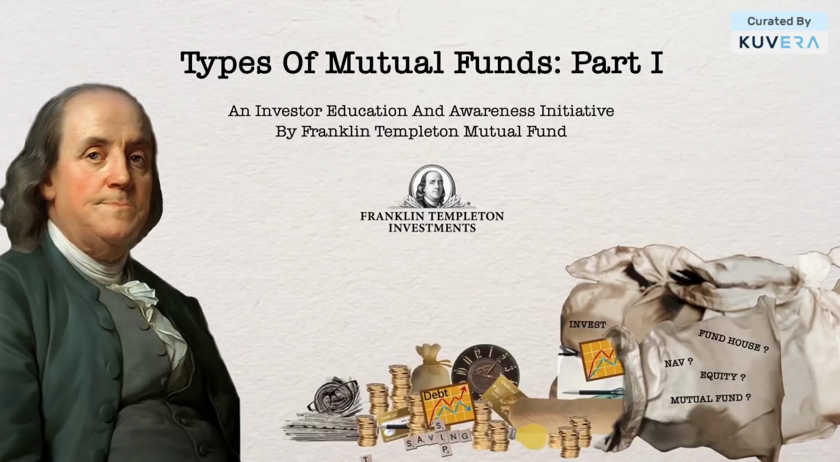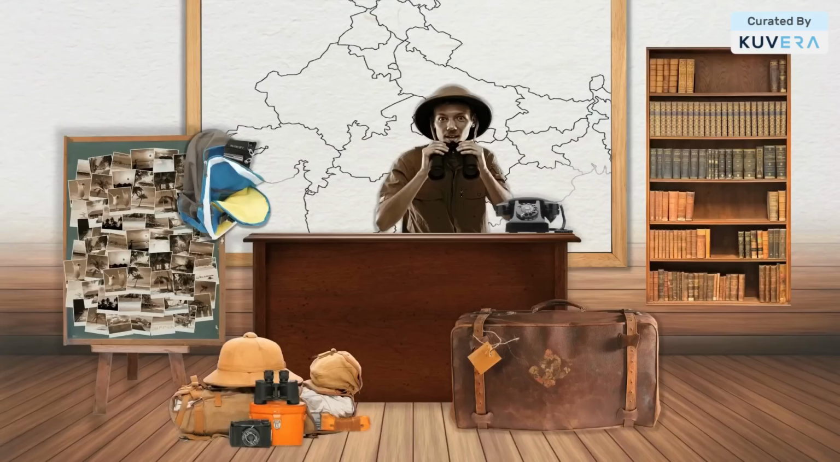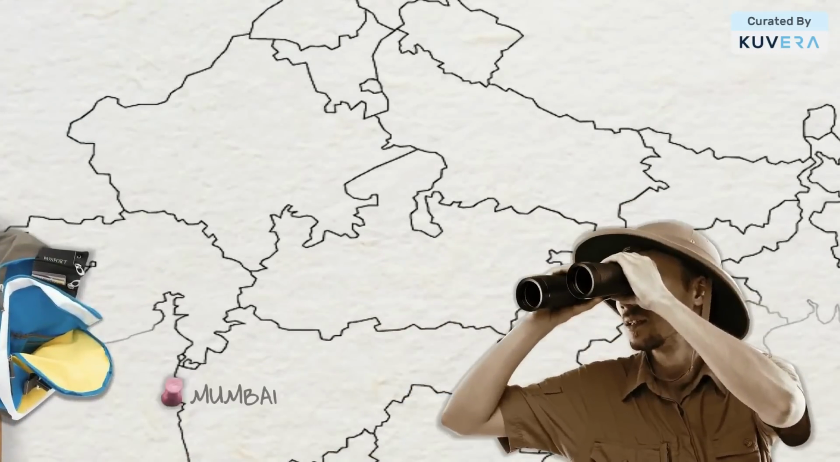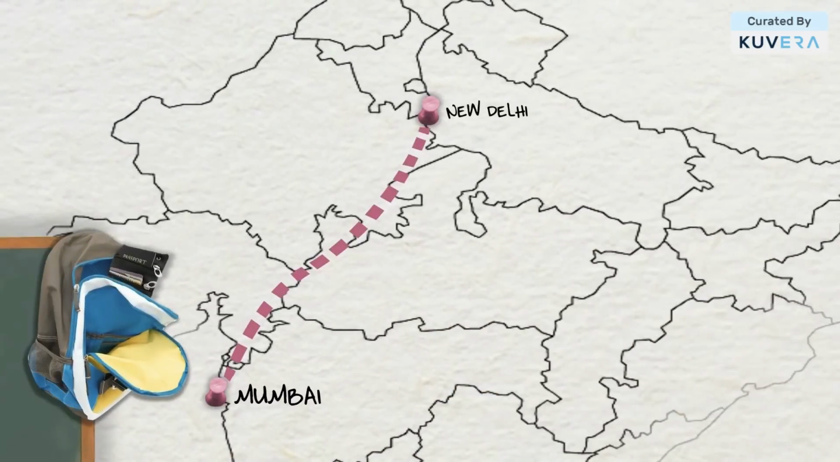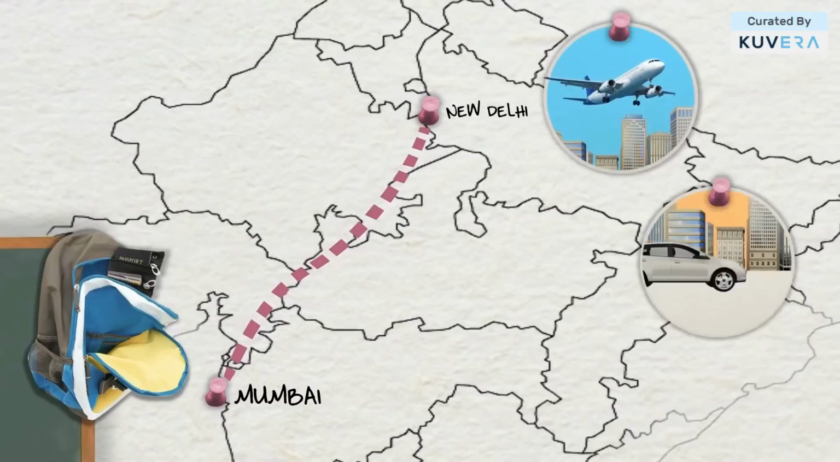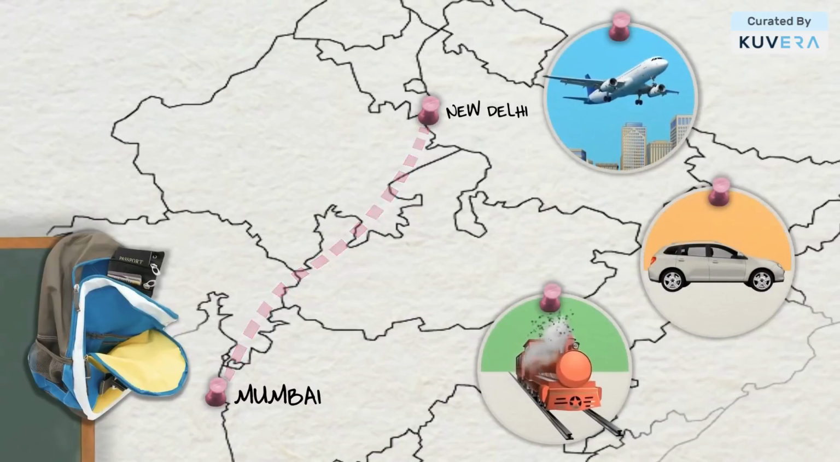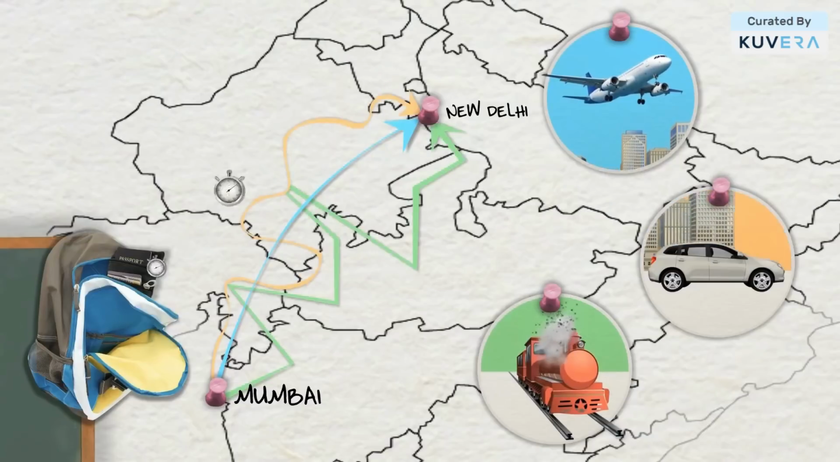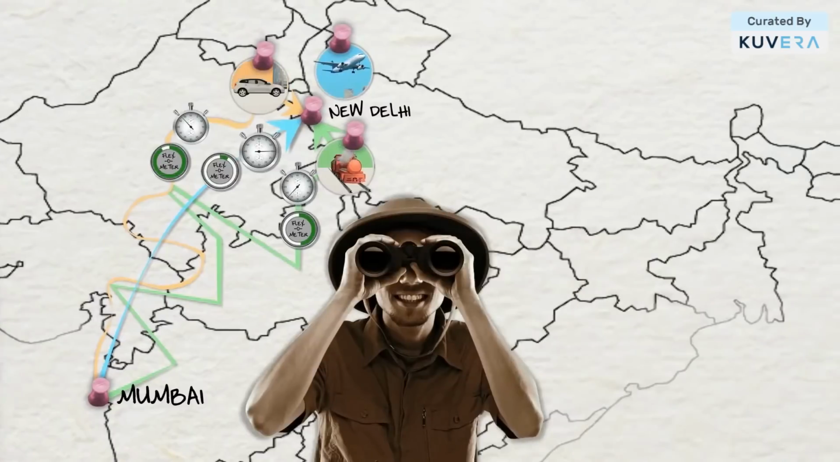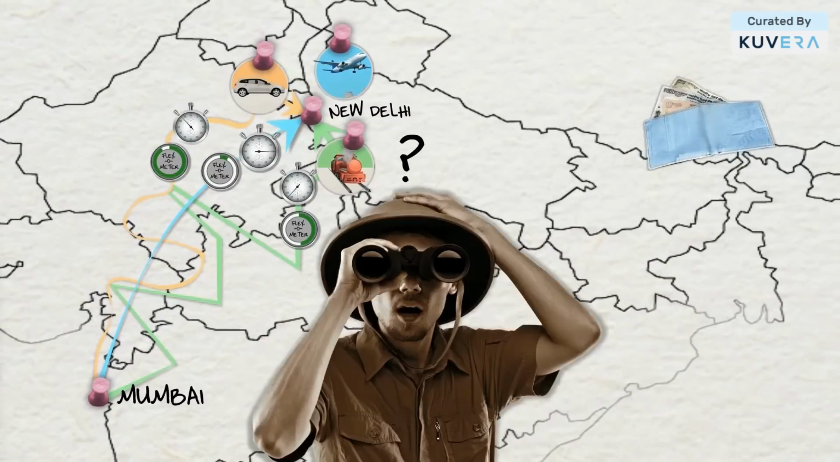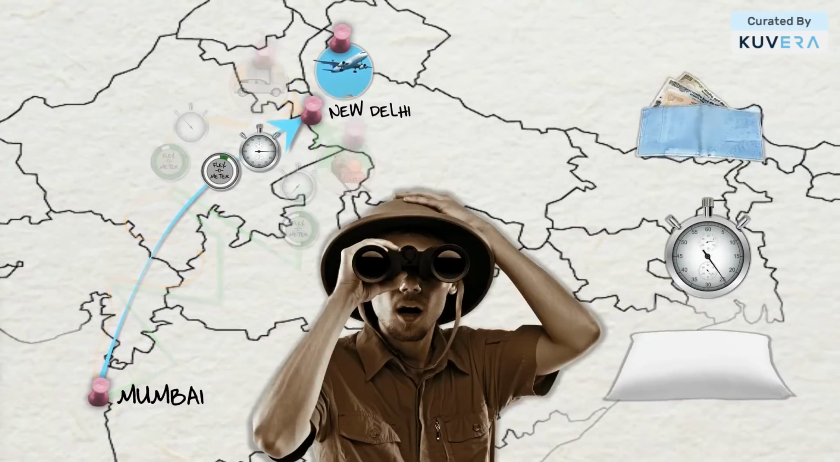Types of mutual funds, Part 1. Okay, suppose you want to travel from Mumbai to New Delhi. That's a long journey, and so your travel agent gives you options of different modes of transportation that you could use to get there. So he lays out the route, time it takes, and flexibility of each mode for you. And now, it's up to you to decide which mode suits your pocket, time and comfort the most.